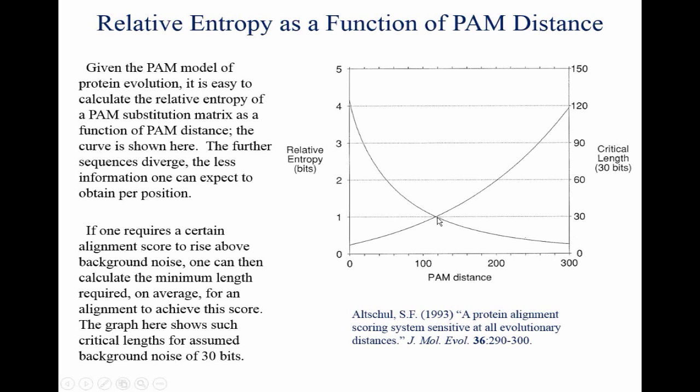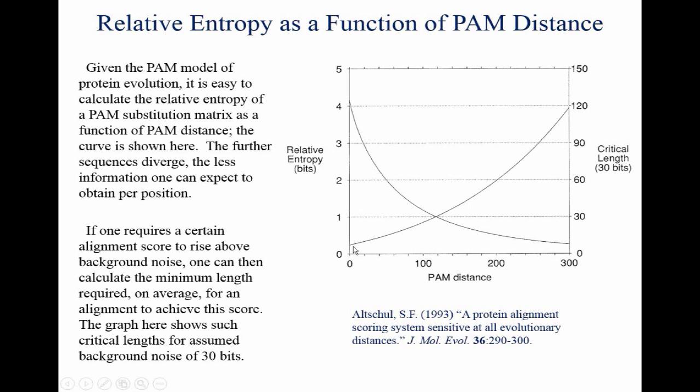So when I get out at 1 bit per position, the critical length is 30. What you'll see, and again, this should make beautiful sense, is that the more distantly related sequences are, the longer the alignments need to be, on average, to get enough of a score to rise above background noise. If you have sequences that are virtually identical, the critical length here can be very short. Here, if I divide 4 into 30, I get about 7 or 8. And so the critical length here is 7 or 8.